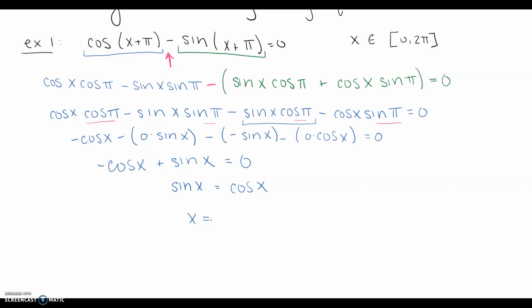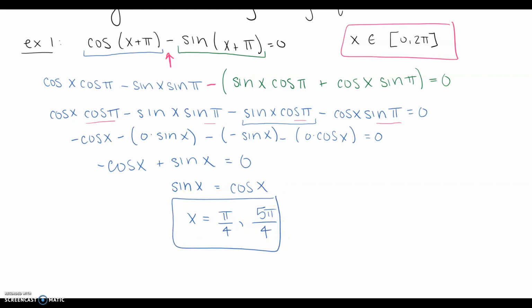Hopefully, you're thinking of pi over 4. Because in the first quadrant, at pi over 4, it's both root 2 over 2 and root 2 over 2. And because the range for x is between 0 and 2 pi, that means that we're also going to have the same value at 5 pi over 4. And we are done.